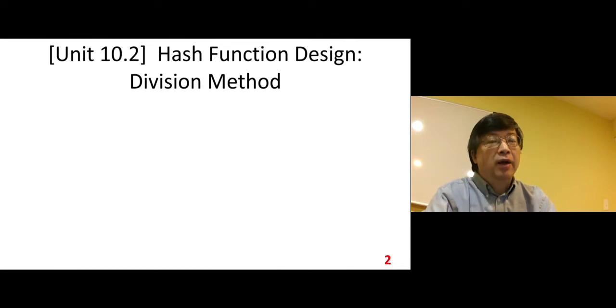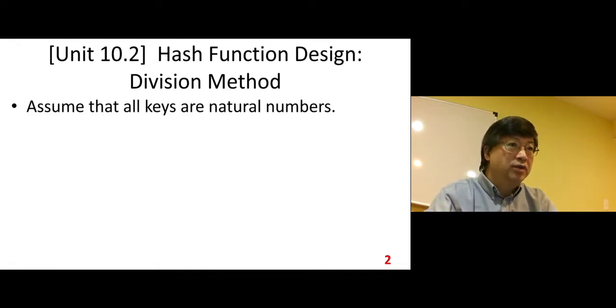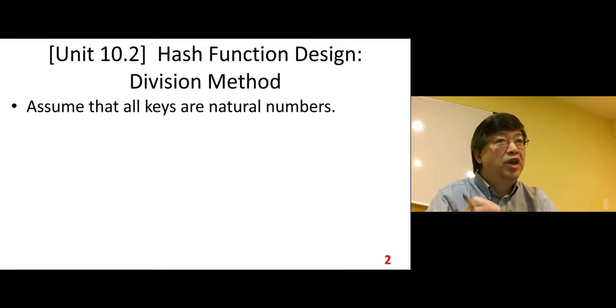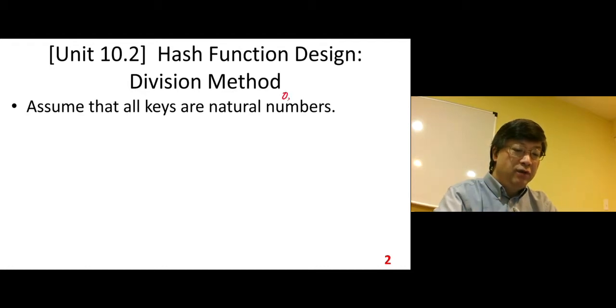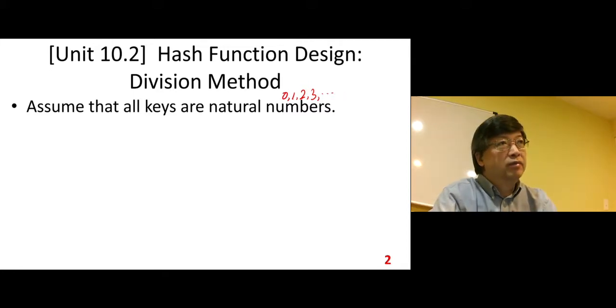Let's make a simple, reasonable assumption. Assume all keys are natural numbers. What are natural numbers? 0, 1, 2, 3. Integers, but do not include negative integers.